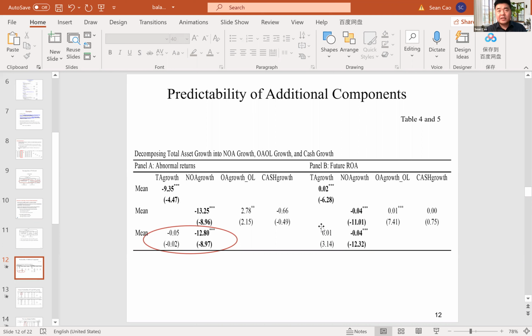So that's for the future ROA. I told you, whenever you test market inefficiency, you have to do two steps.